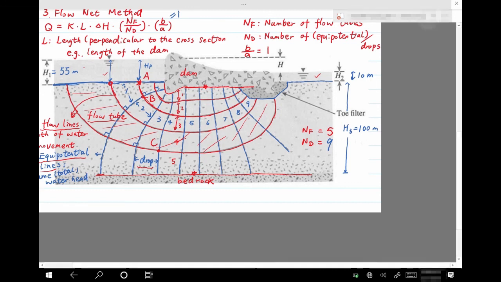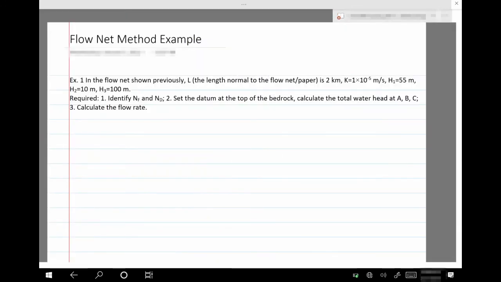Let's get back to the problem. So, solution. First, we need to calculate NF and ND. And we've already done that. So NF in that flow net is 5. And ND is 9. Second, we need to calculate the total water head at points A, B, and C.